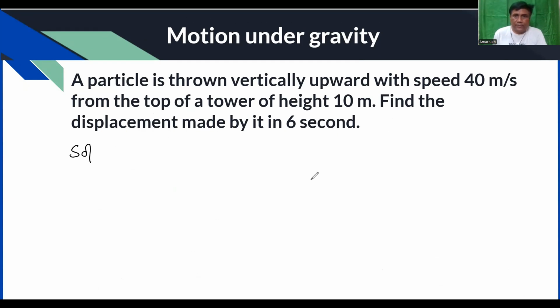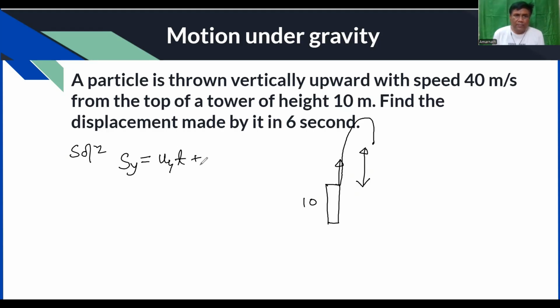The situation is this only. The particle is thrown, and in 6 seconds the particle comes to some position. I don't know where it is, but the displacement will be this much. So which formula are we going to use? Sy is the displacement, so Sy equals Uyt plus half Ayt square. Uy is 40, and time is 6.